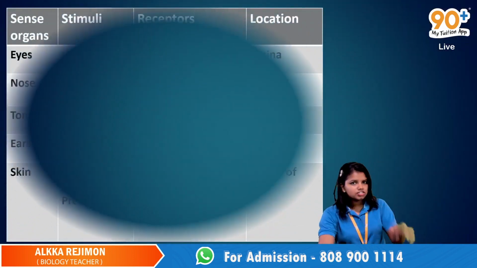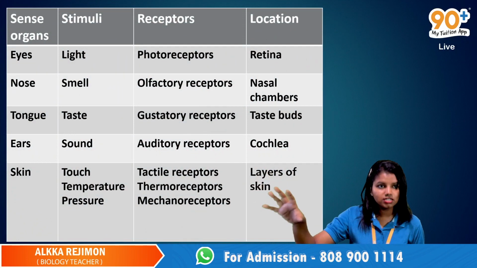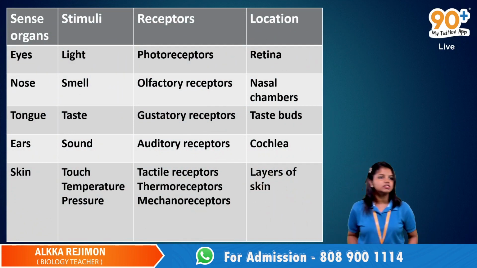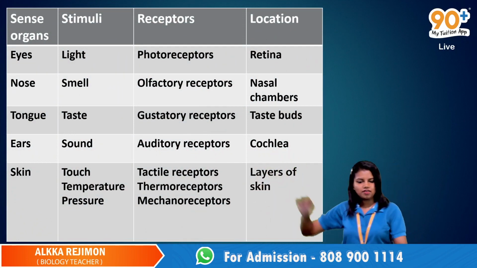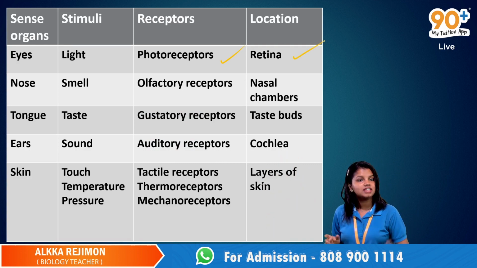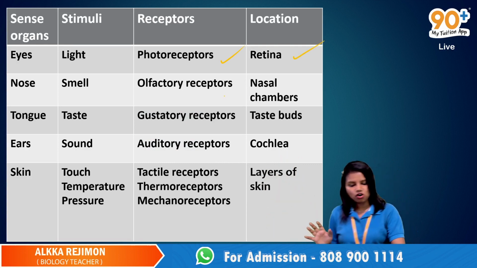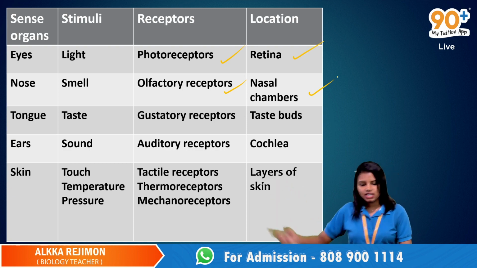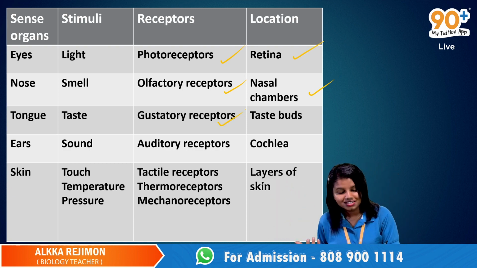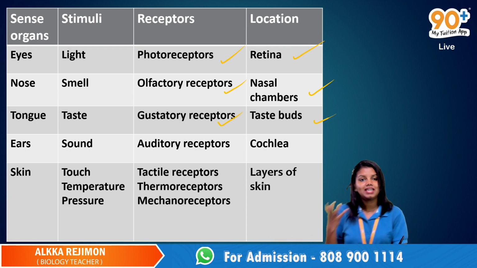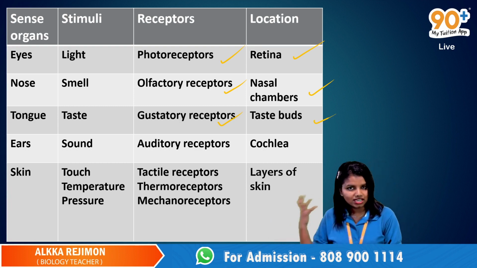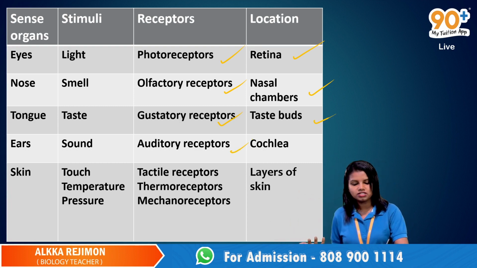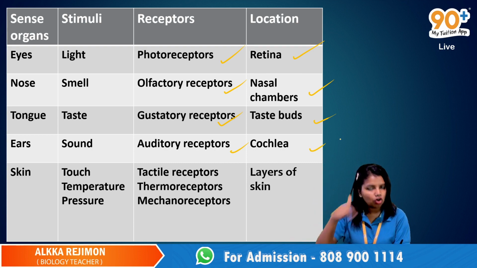The entire story can be concluded in this single table, and here it is very clear that eyes have photoreceptors, present inside the retina. The nose has olfactory receptors, present in the nasal chamber. In the case of the tongue, there is the gustatory receptor in the taste buds. Then for sound, in the case of the ear, auditory receptors are present, seen inside the cochlear structure.